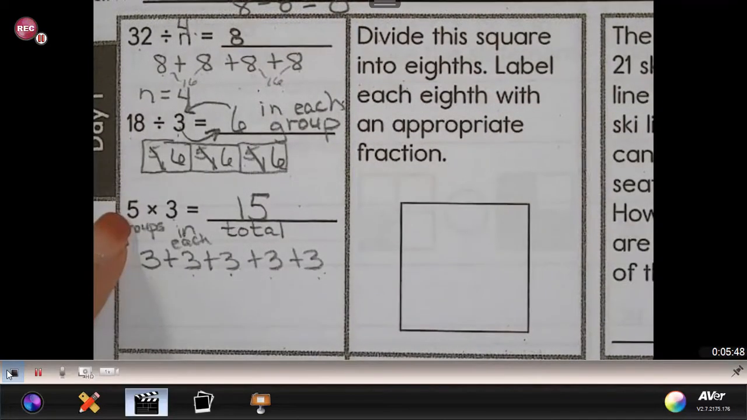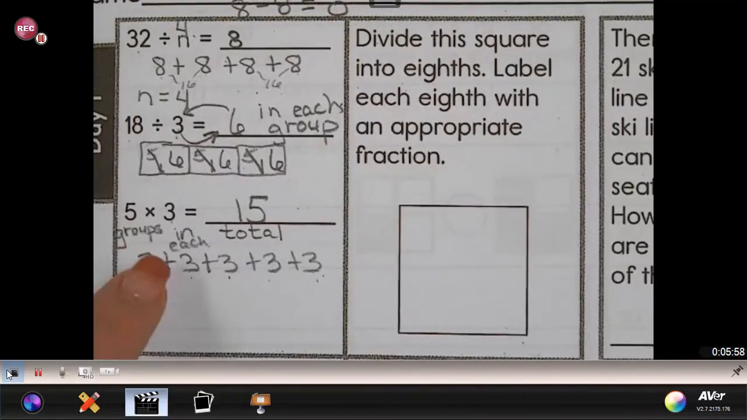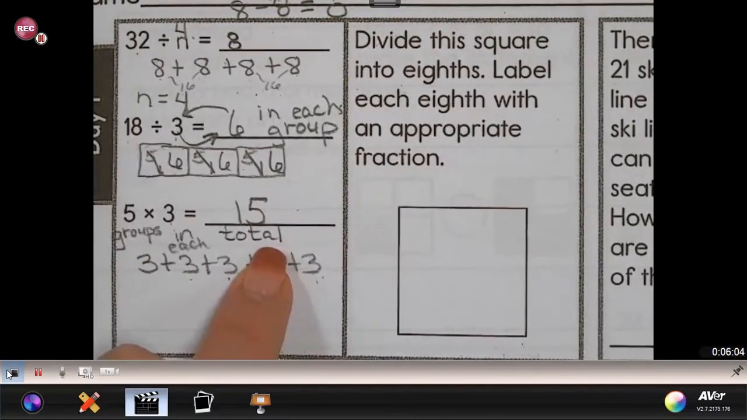4, 5 times 3, I want you to write a story problem that goes with this equation. So remember, you have to have in the story problem some groups. And in those groups, you have to have 3 in each group. And when you go to ask the question, you should ask for the total. So, for example, and you can't use this one, but I'm going to give you an example.